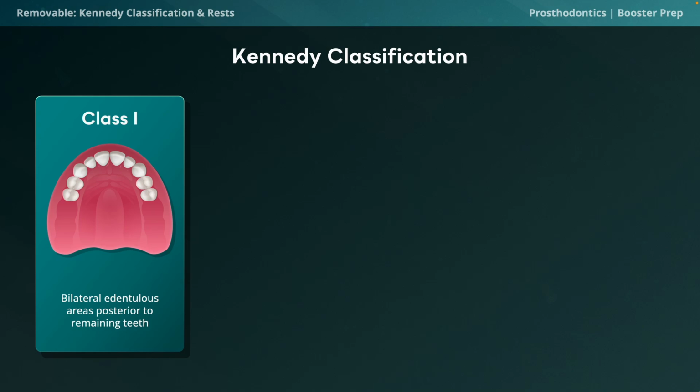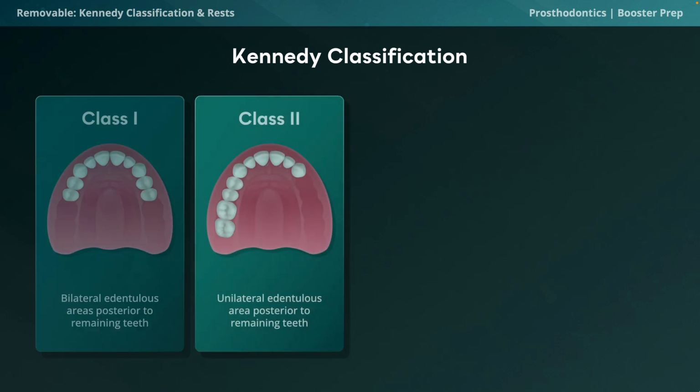Kennedy Class 1 describes situations where there are bilateral edentulous areas posterior to the remaining teeth. Kennedy Class 2 is when there is a unilateral edentulous area posterior to the remaining teeth.